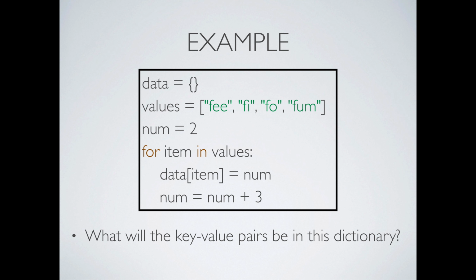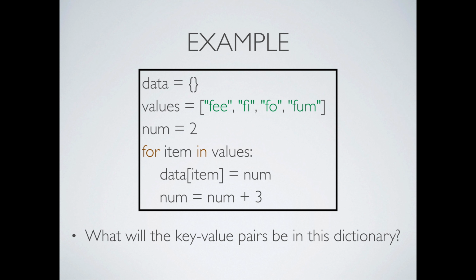So one of the key value pairs is going to be fee as the key, and 2 as the value. And then this loop will keep going. It'll add 3 to num, so num will now be 5. Then we'll do a loop, so the next time around, num is now 5, item is now phi. It's the second value in that list of values. So the next time around, we'll have data phi equals 5.